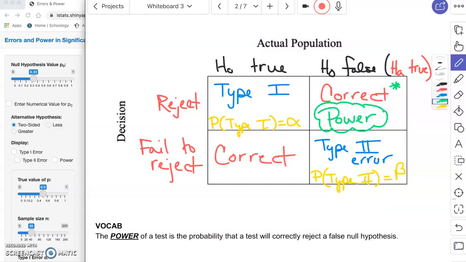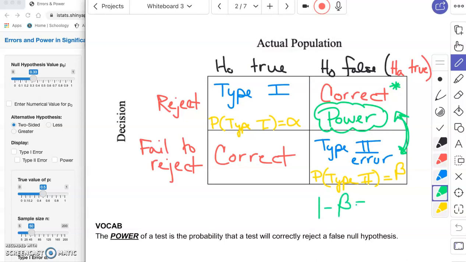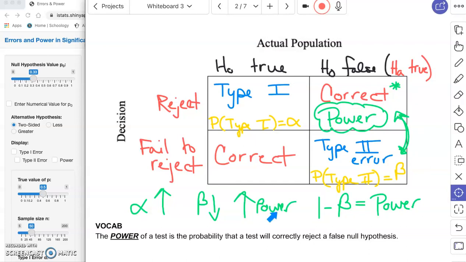So as I had started to say, these 2 values here would sum to 1. Okay, so 1 minus beta is equal to the power of the test. Some things that are kind of important: if alpha goes up, beta goes down, right? They kind of work opposite of each other. And if beta goes down, then power definitely goes up. So you could almost say that alpha and power work in the same way. And I'm going to help you understand this by doing a simulation.